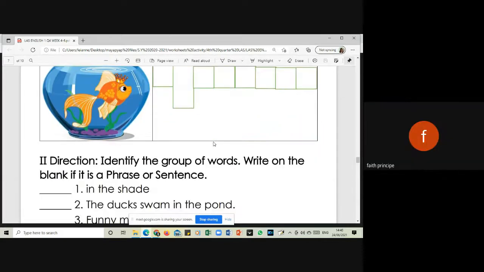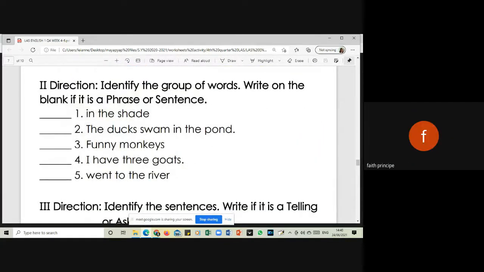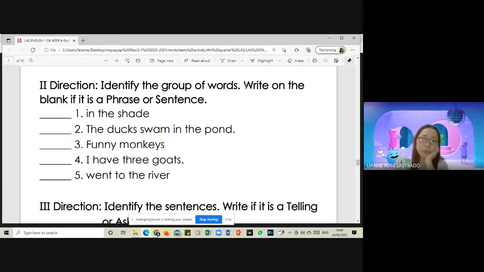Okay. For test two or activity two, identify the group of words. Write on the blank if it is a phrase or sentence. Okay, number one. What is your answer here, Julius Cesar?